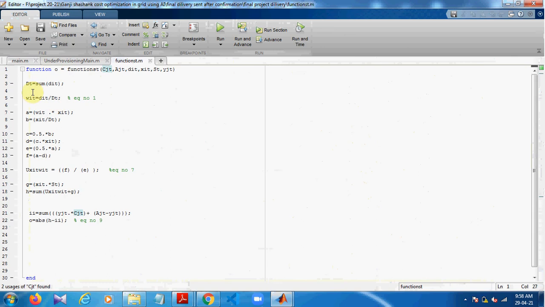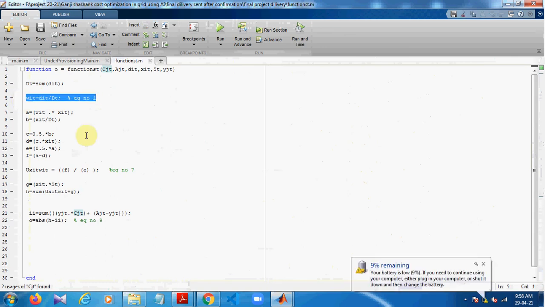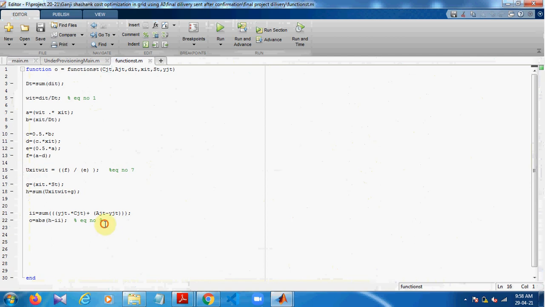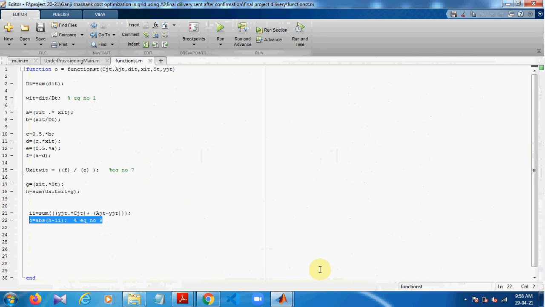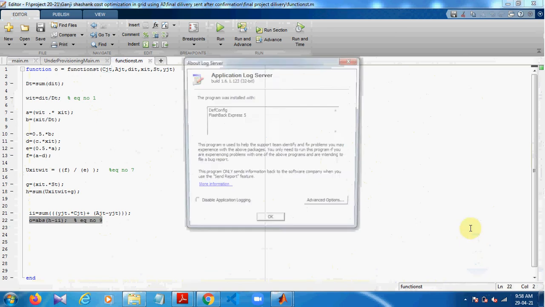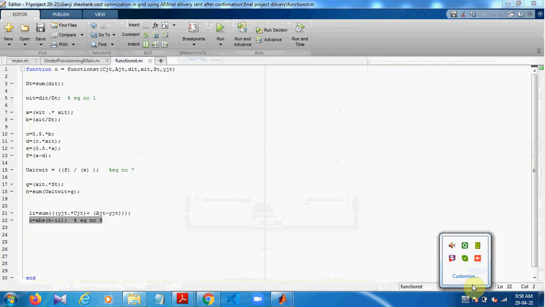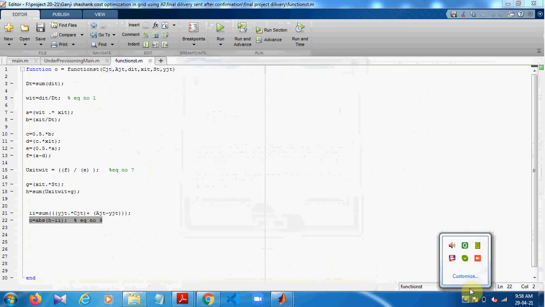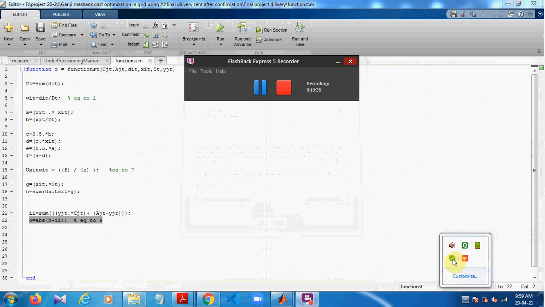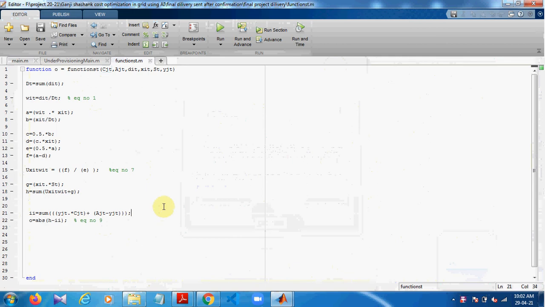This is the main function wherein we can see all the equations. The equation number 1 as per the paper, equation number 7 as per the paper, equation number 9 as per the paper. So based on this we can see various results, graphs and all. Okay, so you can see various equations as per the paper. I'll show one by one.